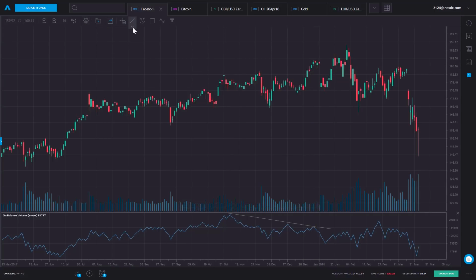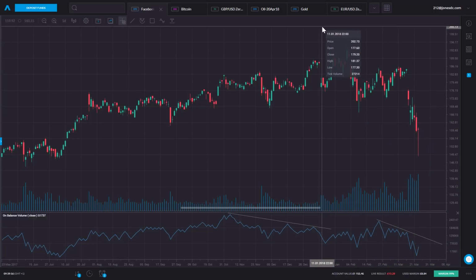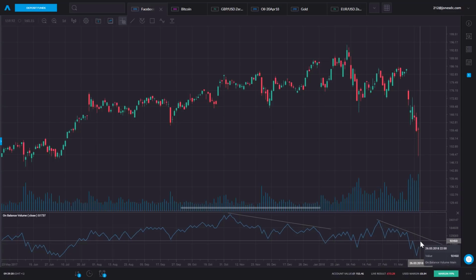And the latest thing that some will be looking at on Facebook is, of course, the current trend. On-balance volume at the moment, because the price has been falling quite heavily over the last month or so, the trend for on-balance volume is down, so they may well be waiting for a break through here to start thinking about buying back in again.